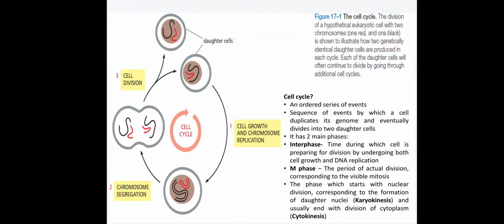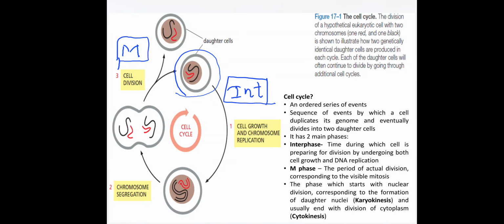Here you can see a single cell where cell growth and chromosome replication happen, so we can infer that it is interphase, and then the chromosomes are segregated. From here, in M phase, proper cell division happens. The single cell is dividing into two daughter cells. So this is a hypothetical division of a eukaryotic cell.